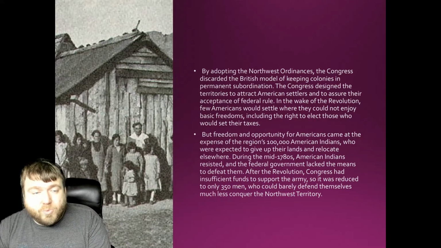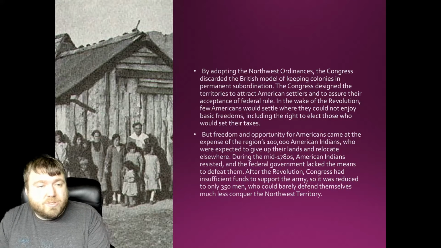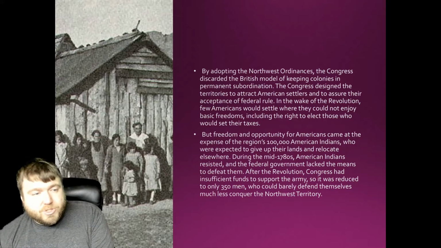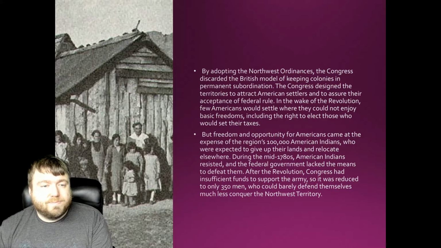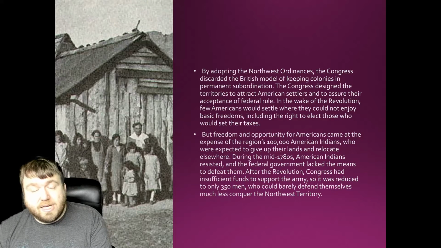By adopting the Northwest Ordinances, the Congress discarded the British model of keeping colonies in permanent subordination. The Congress designed the territories to attract American settlers and to assure their acceptance of federal rule. In the wake of the Revolution, few Americans would settle where they could not enjoy basic freedoms, including the right to elect those who would set their taxes.